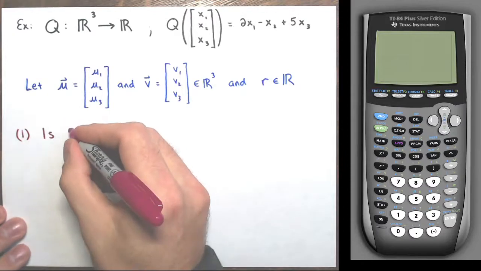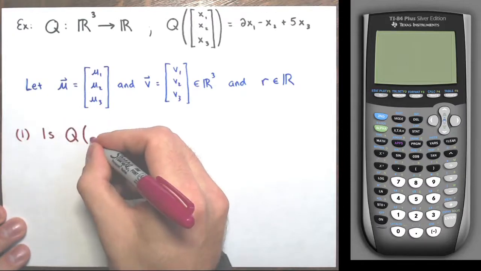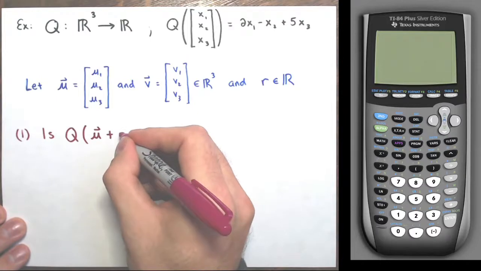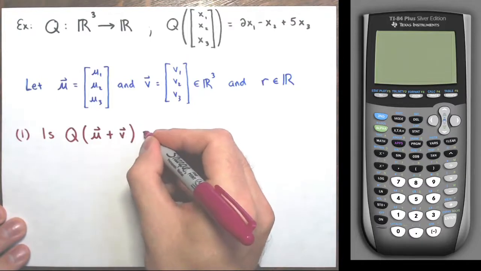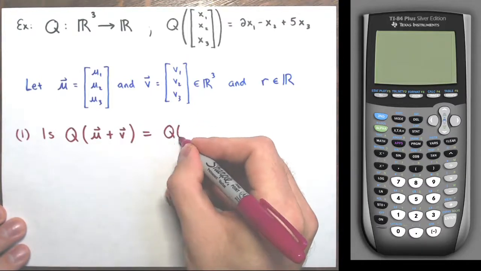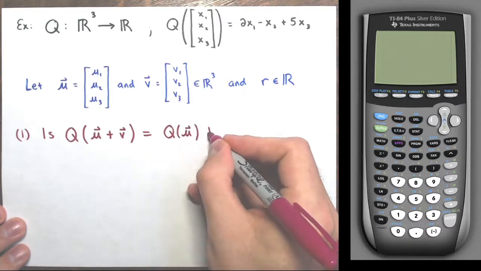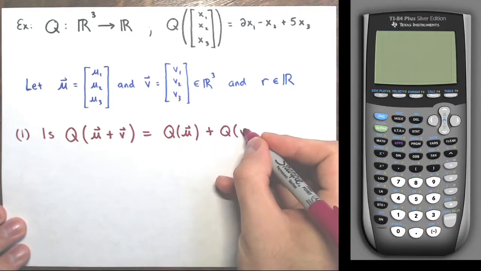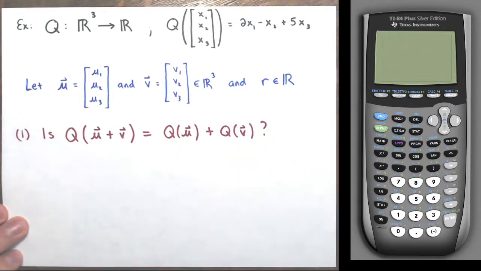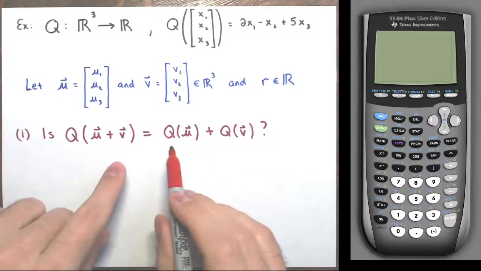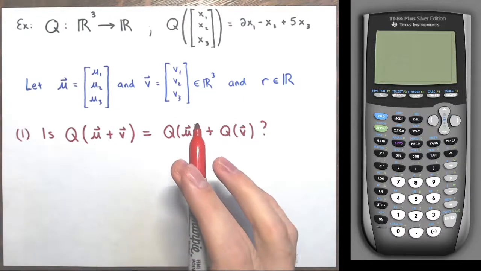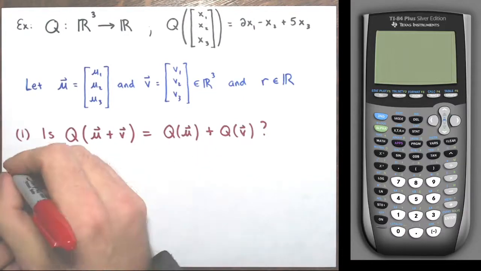So now let's check that additivity property. Is the value of Q at u plus v still equal to the value of Q at u plus the value of Q at v? Does this transformation called Q preserve vector addition? As I did with the last two examples, you can't set these equal to each other right now. You don't know that they're equal. So let's work with the sides separately.